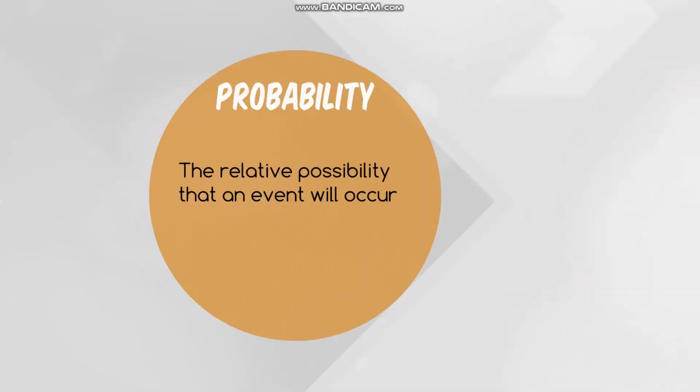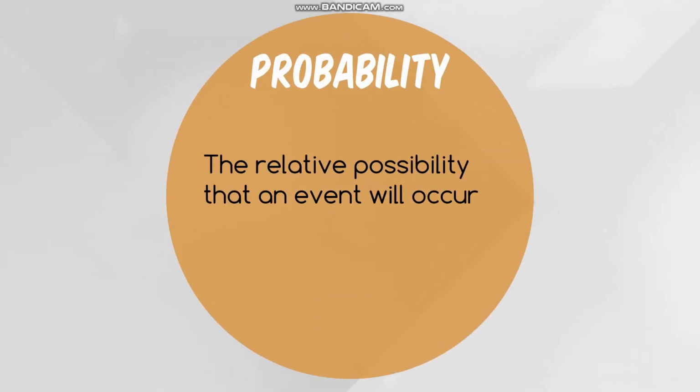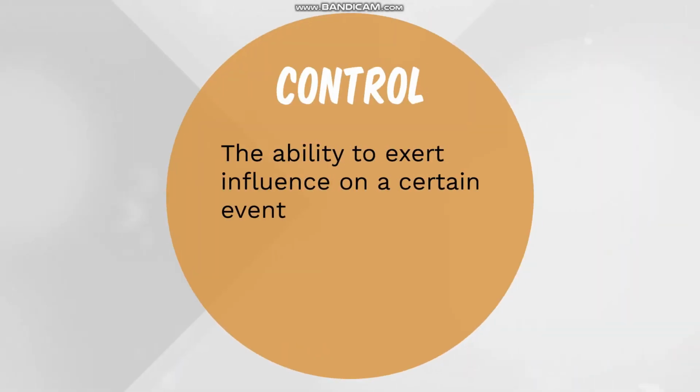So we're going to look at each of these three goals from two different factors: probability and control. Probability is the relative possibility that an event will occur. For example, if you roll a fair dice, the probability of rolling a 3 should be 1 in 6. Control is the ability to exert influence on a certain event. So using that same example of rolling a 3 on the dice, if we're able to round certain edges on the dice so that it's more likely 3 comes up, we've exerted an influence which will increase the probability of achieving the desired outcome.